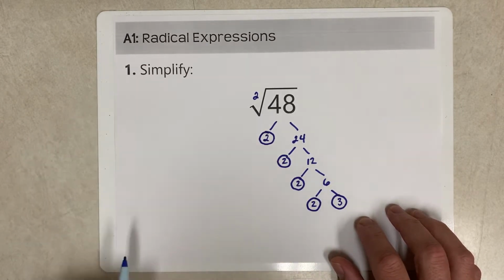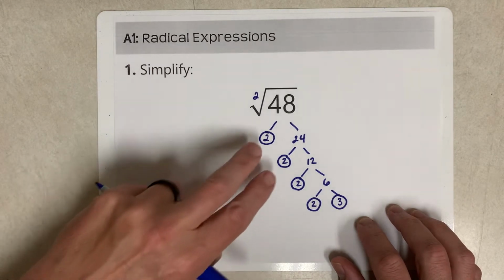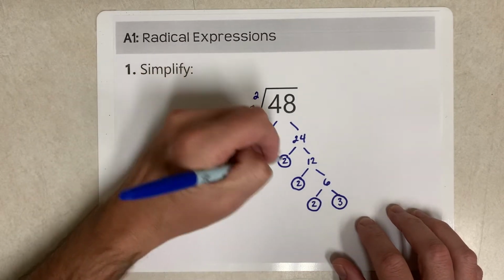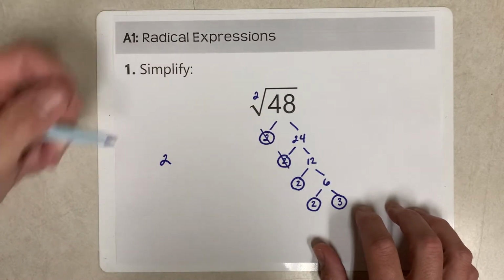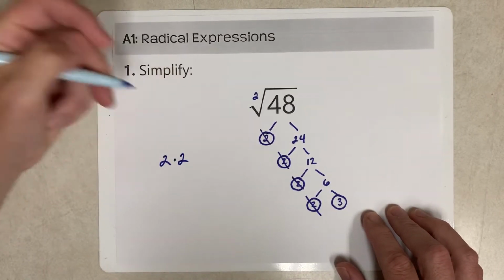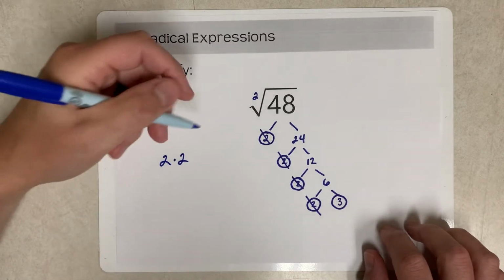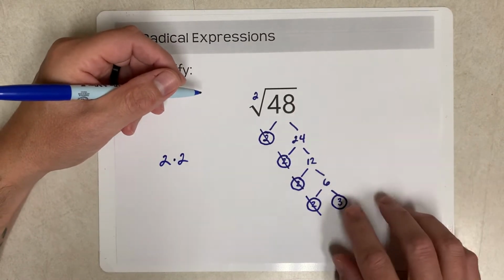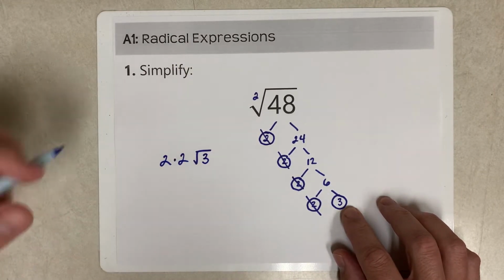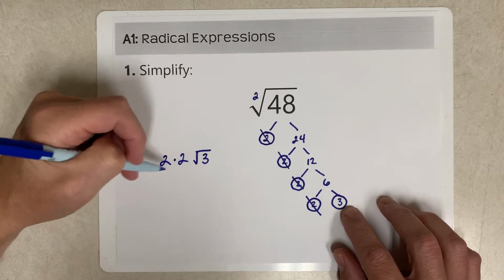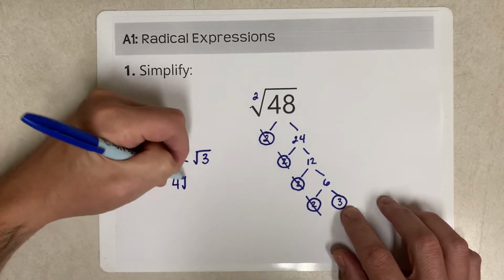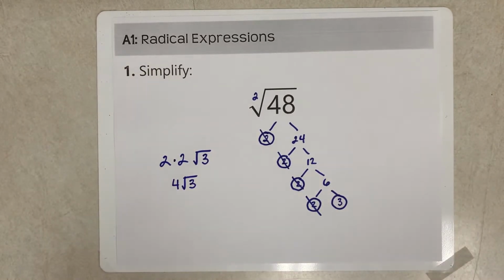So we want to take pairs of primes and pull them out as one on the outside. A pair of factors is equal to one on the outside. I cross through these two and put a 2 right here. We cross through that pair and multiply by another 2. Anything left stays underneath the radical, because it didn't have a pair, so I put the square root of 3 right there. Then anything out here needs to be multiplied: 2 times 2 is 4, and 4 root 3 is your final answer for that one.